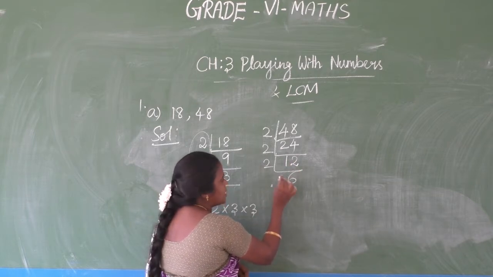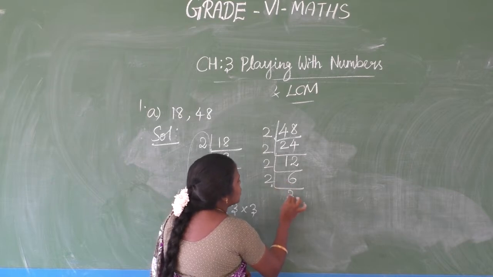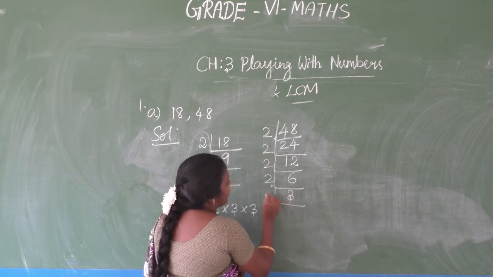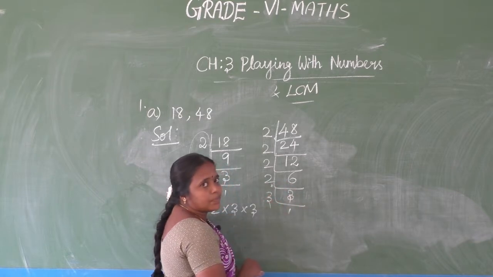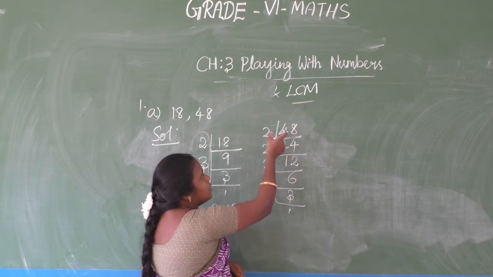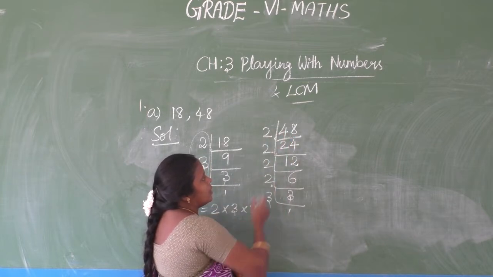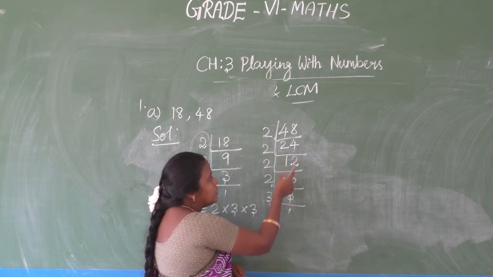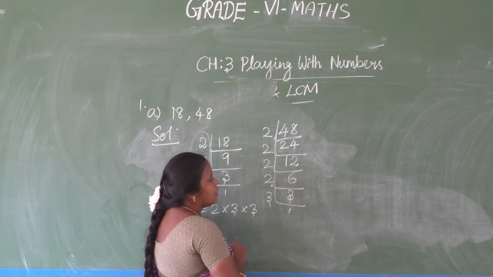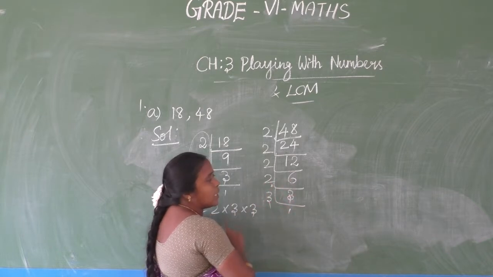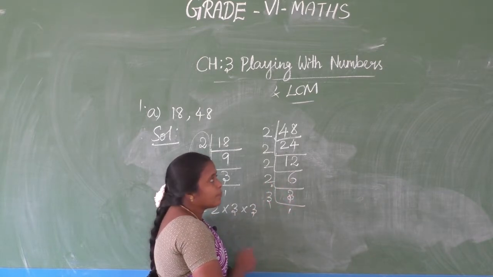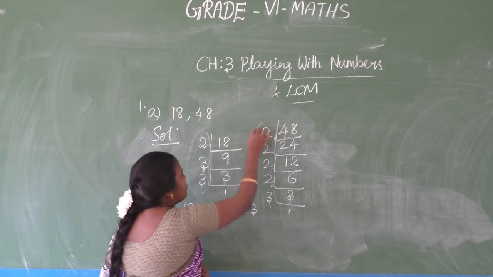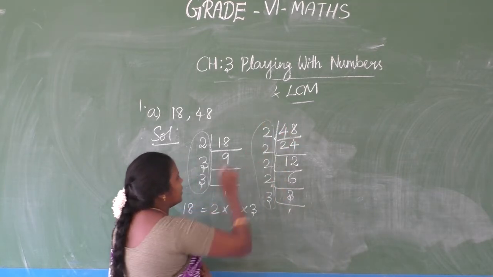This is also a composite number, so divide. 2 3's are 6. 3, a prime number, came. That's all, we can stop. Clear? In 48, 24 2's are there. In 24, 12 2's are there. In 12, 6 2's are there. In 6, 3 2's are there. In 3, 1 3 is there. Clear?